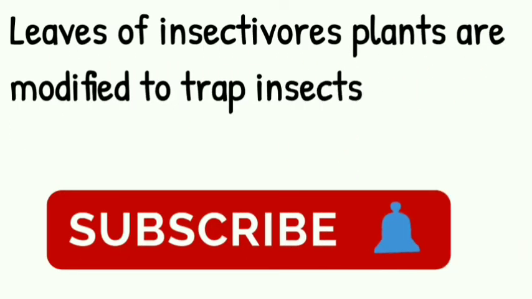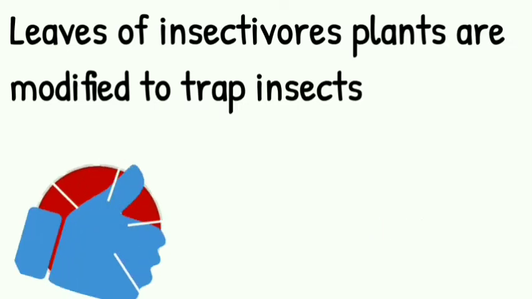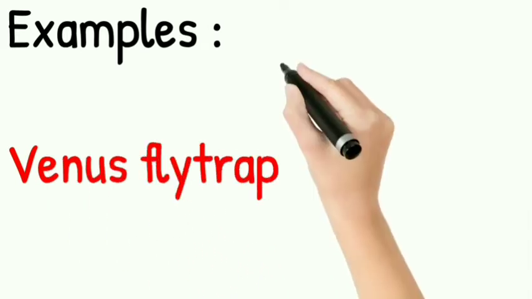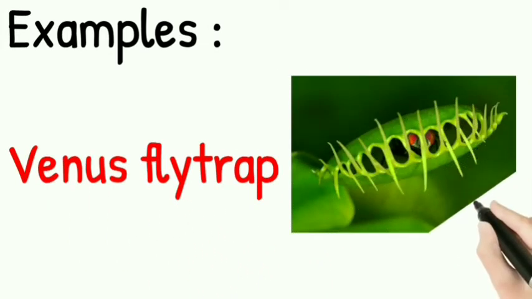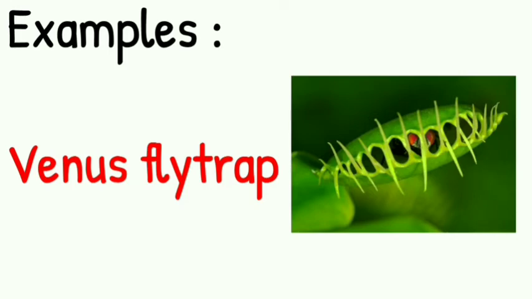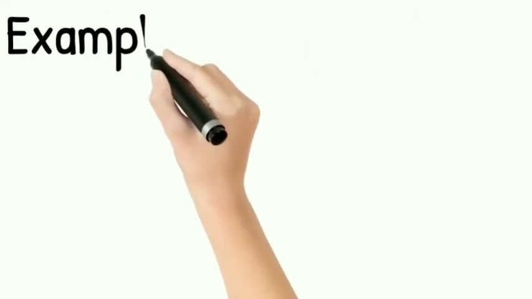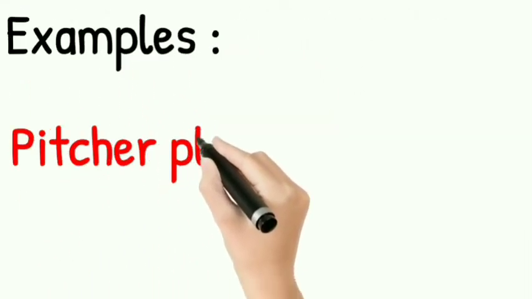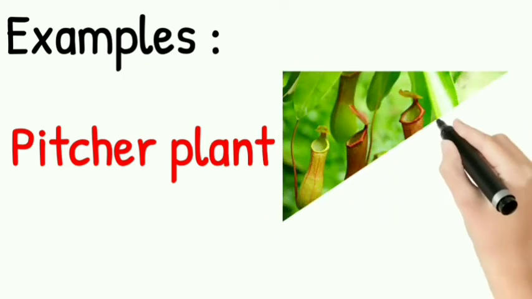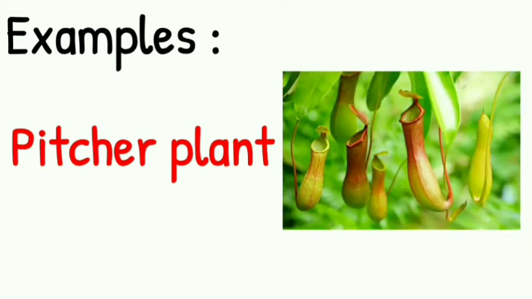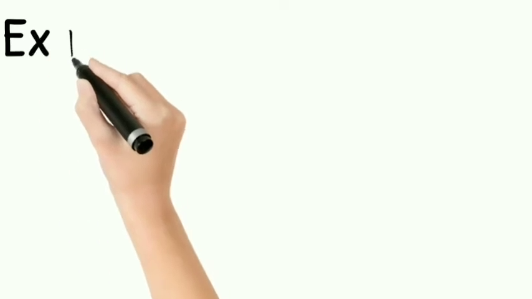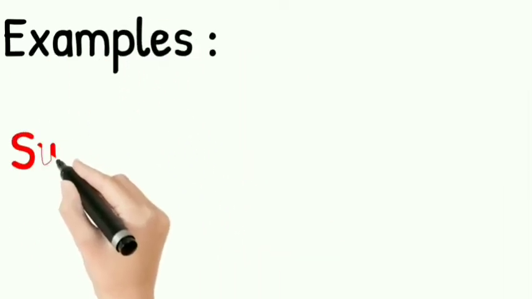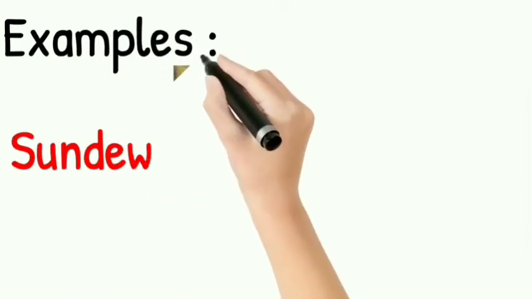Leaves of insectivorous plants are modified to trap insects. Examples of insectivorous plants are Venus flytrap, pitcher plant, and at last sundew.